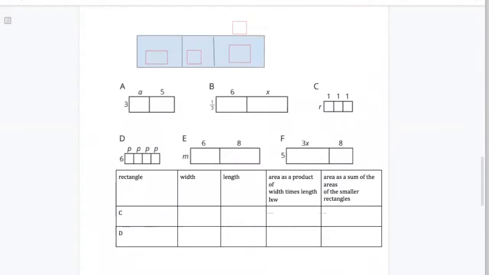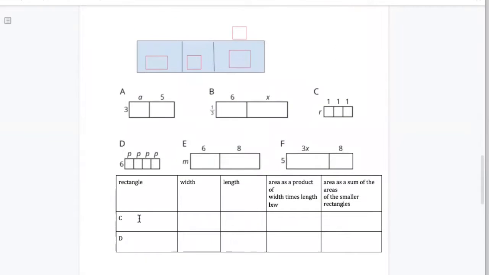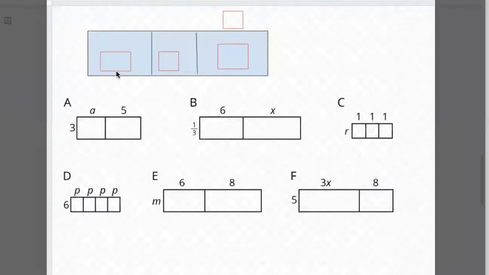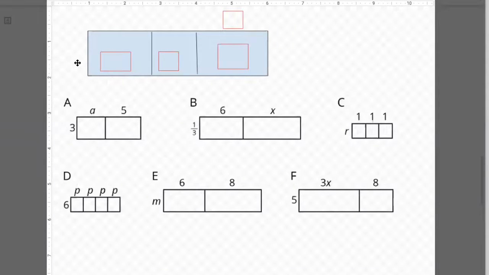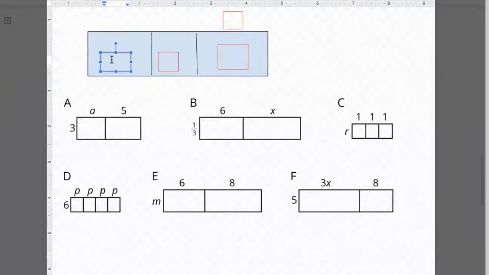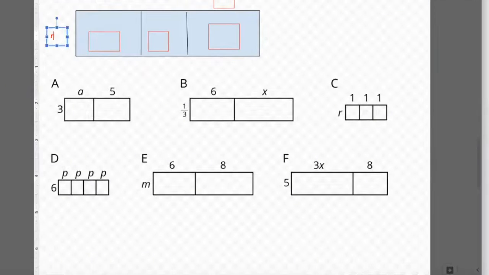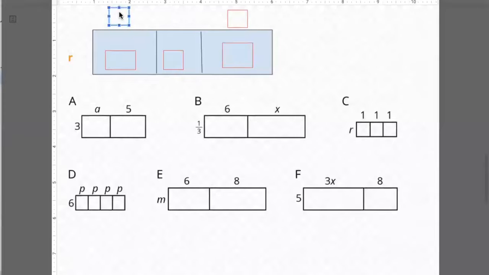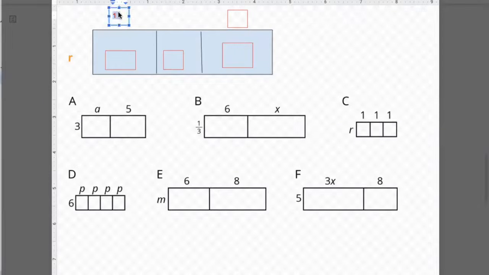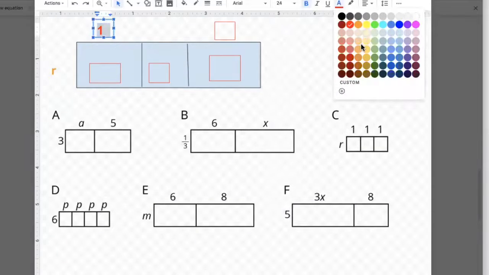So we're going to go to our next problem, which is letter C, which is r times 1 plus 1 plus 1. So we're going to fill that in. You may have to stretch out your box and add another line. So let's fill that in. We have an r of a 1. And orange.